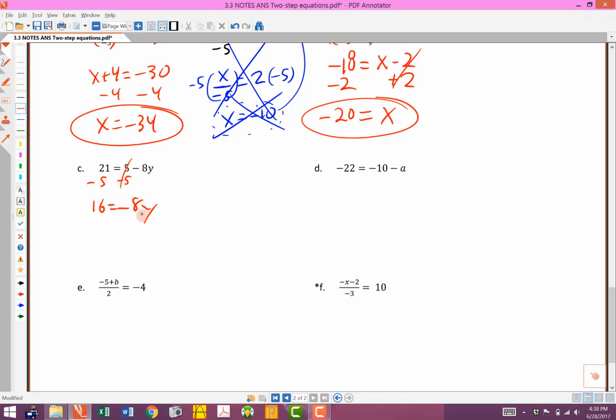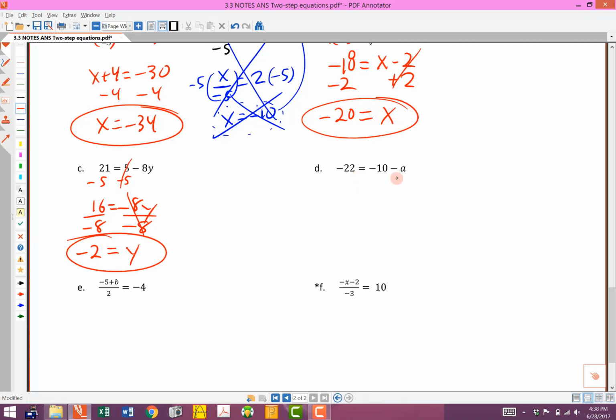And then we need to undo that timesing by negative 8. Remember, that's implied multiplication. So we're going to divide by negative 8 on both sides. Those cancel to be a positive 1, which is what we want. And a positive divided by a negative is negative, and 16 divided by 8 is 2. So there's our answer on that one.